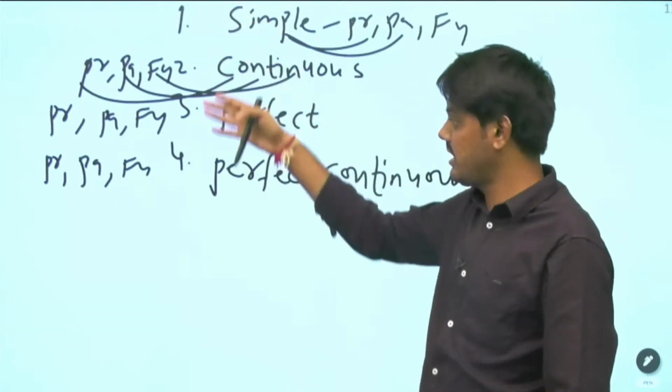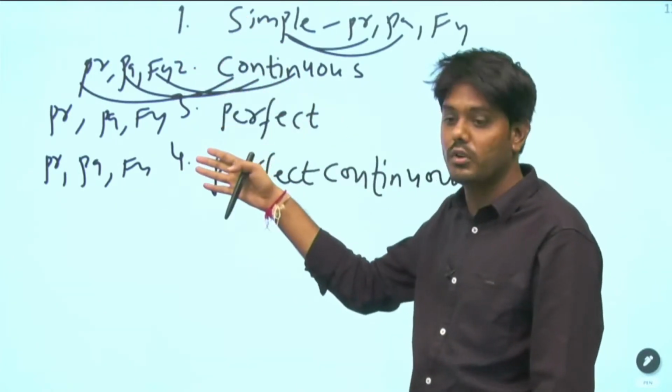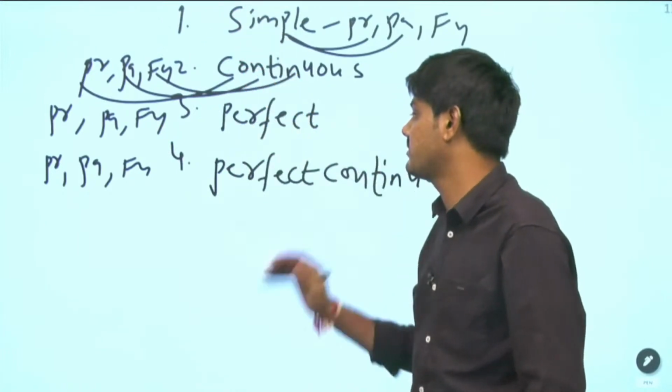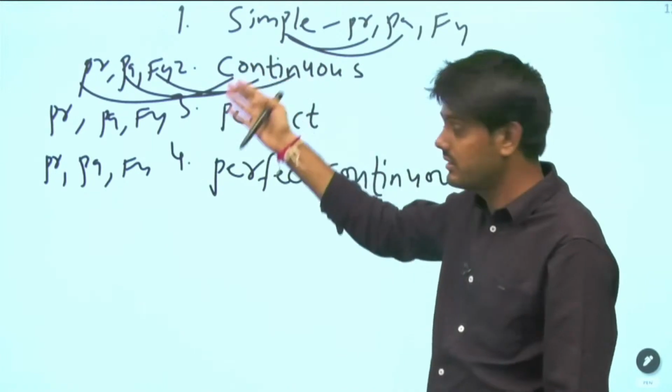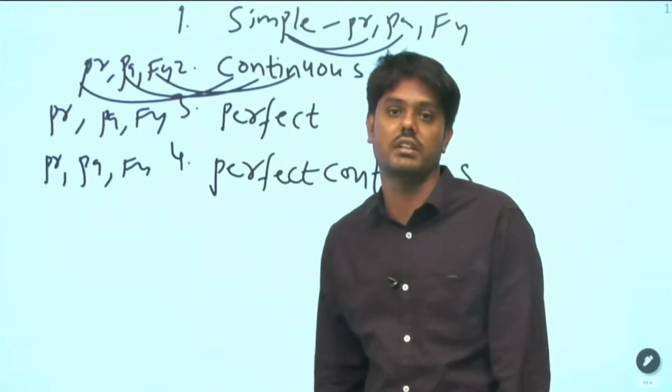In present tense we have four types, in past tense we have four types, in future tense also we have these four types. So simple present, simple past, simple future, like this. These are the different types of tenses.